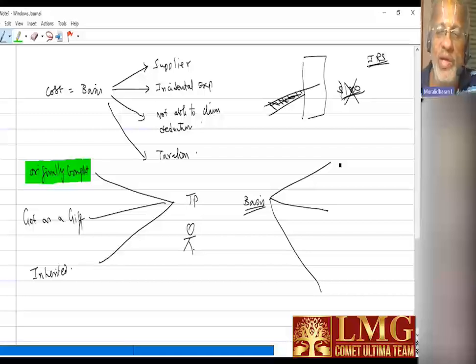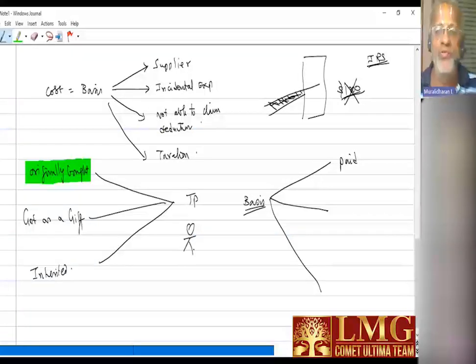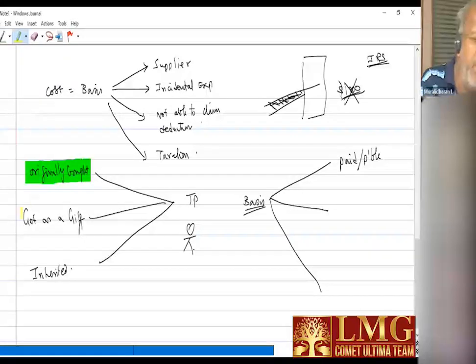So whatever he had paid, whatever he paid for the asset, or in fact, you can say paid or payable. So when it is gift, what is the basis then?